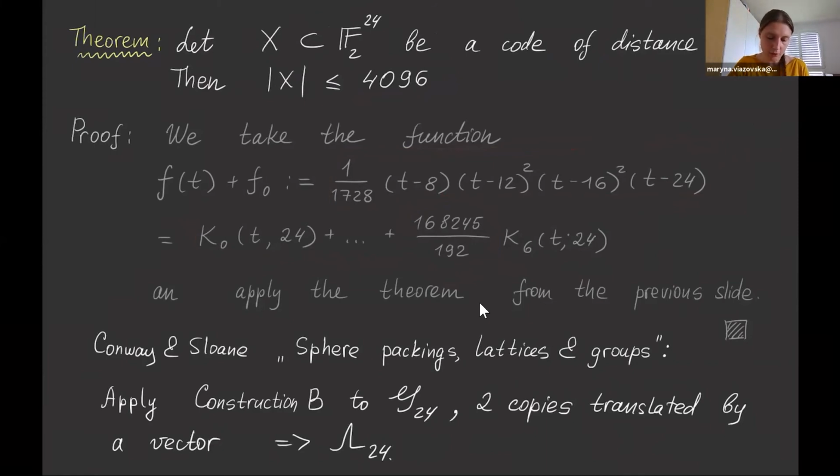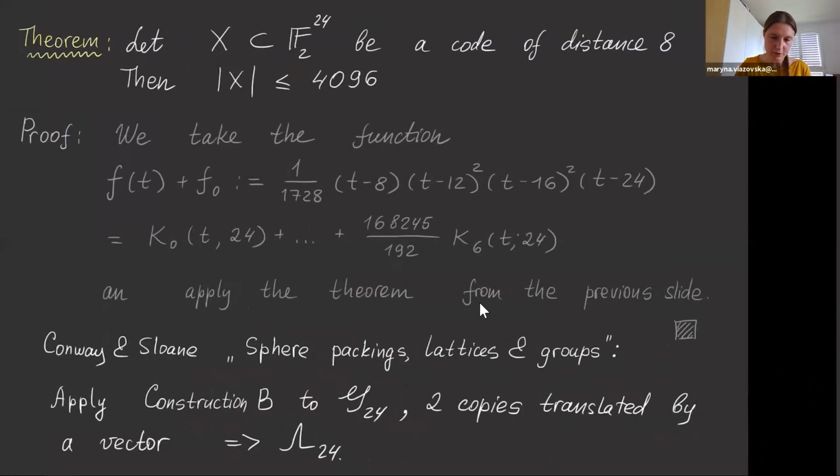And so we can apply our theorem. Now constructing the Leech lattice from the Golay code is not that simple. Here we have to use what is called in the book construction B, which is slightly different from construction A. After we apply construction B, we can actually fit two different copies of this periodic set into Euclidean space, and these two copies will differ by a translation. And so this will give us the Leech lattice in dimension 24.